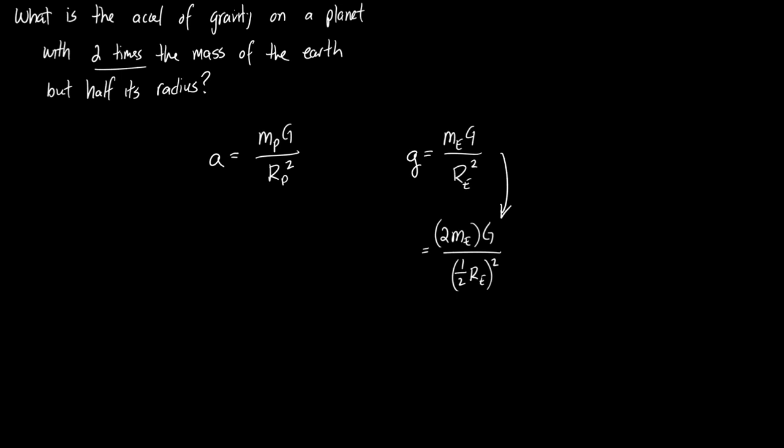Now next, pull the numbers to the left and push the constants to the right. So I'm going to separate the 2 and leave ME times G to the right. And I'm going to separate out the 1/2 squared and push the RE squared to the right.